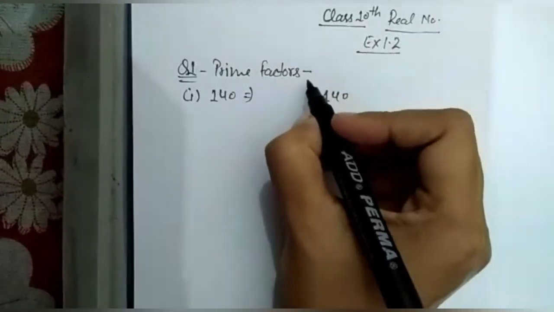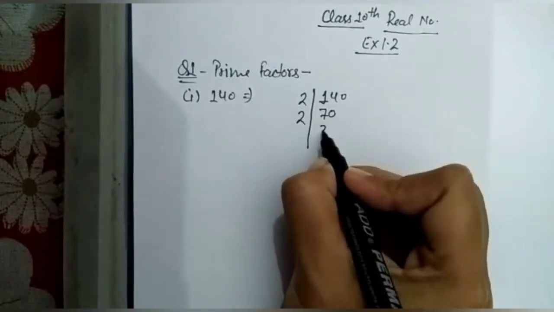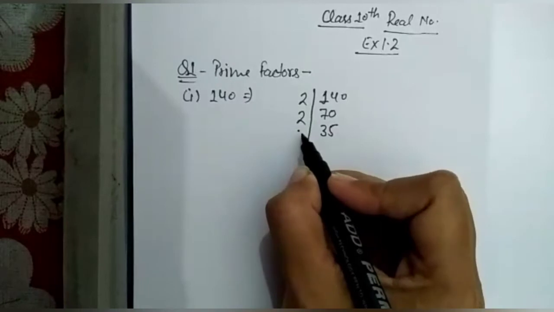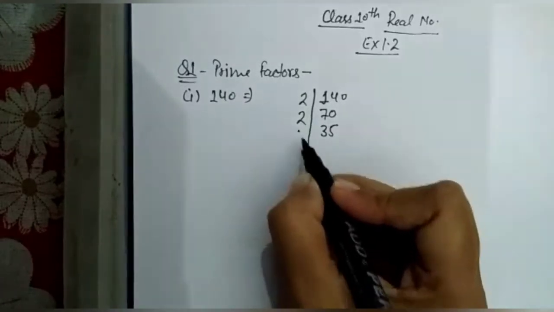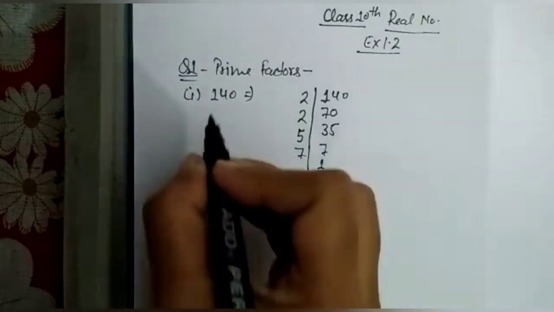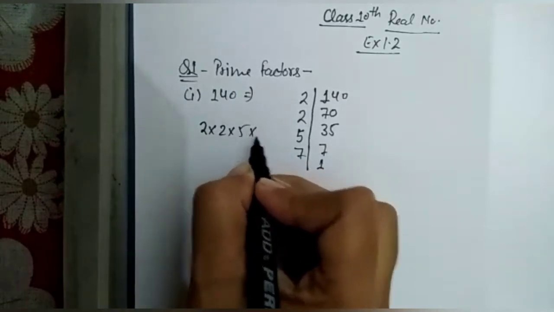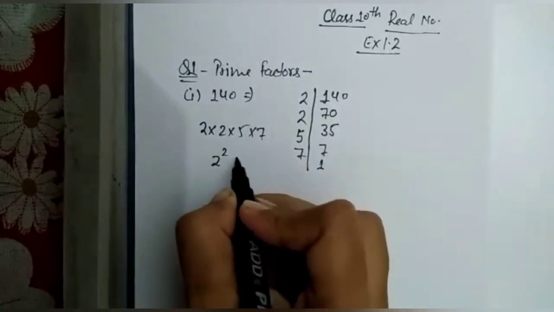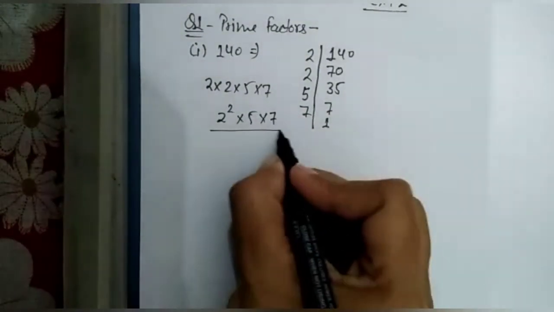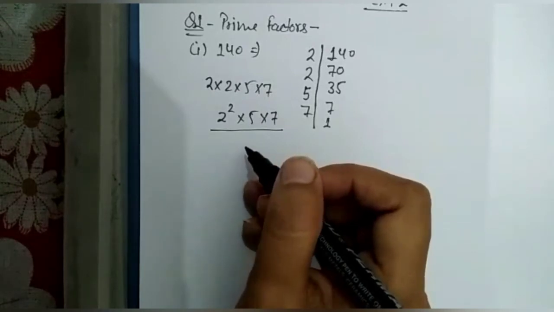140. Firstly, 2 sevens are 14, 0; 2 threes are 6, 10; 2 fives are 10. Now it is not divisible by 3; 5 sevens are 35, then 7, 1. So the factors of 140 are 2 into 2 into 5 into 7, that is 2 to the power 2 into 5 into 7. This is your answer. Just like that you can do the other options of this question.